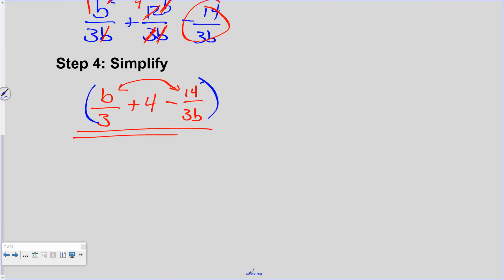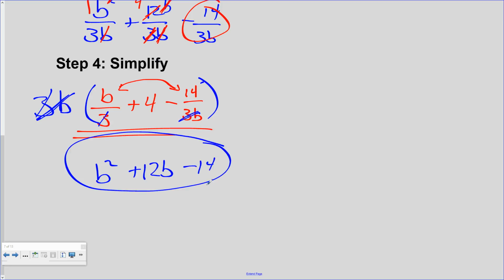Okay, so we're going to multiply this by 3b. The 3's here are going to cancel, so I'm going to have b times b, which is b squared. 3b times 4 is going to become 12b. 3 times 4, and then b. This whole 3b and this 3b will cancel, and we'll just have minus 14. b squared plus 12b minus 14.